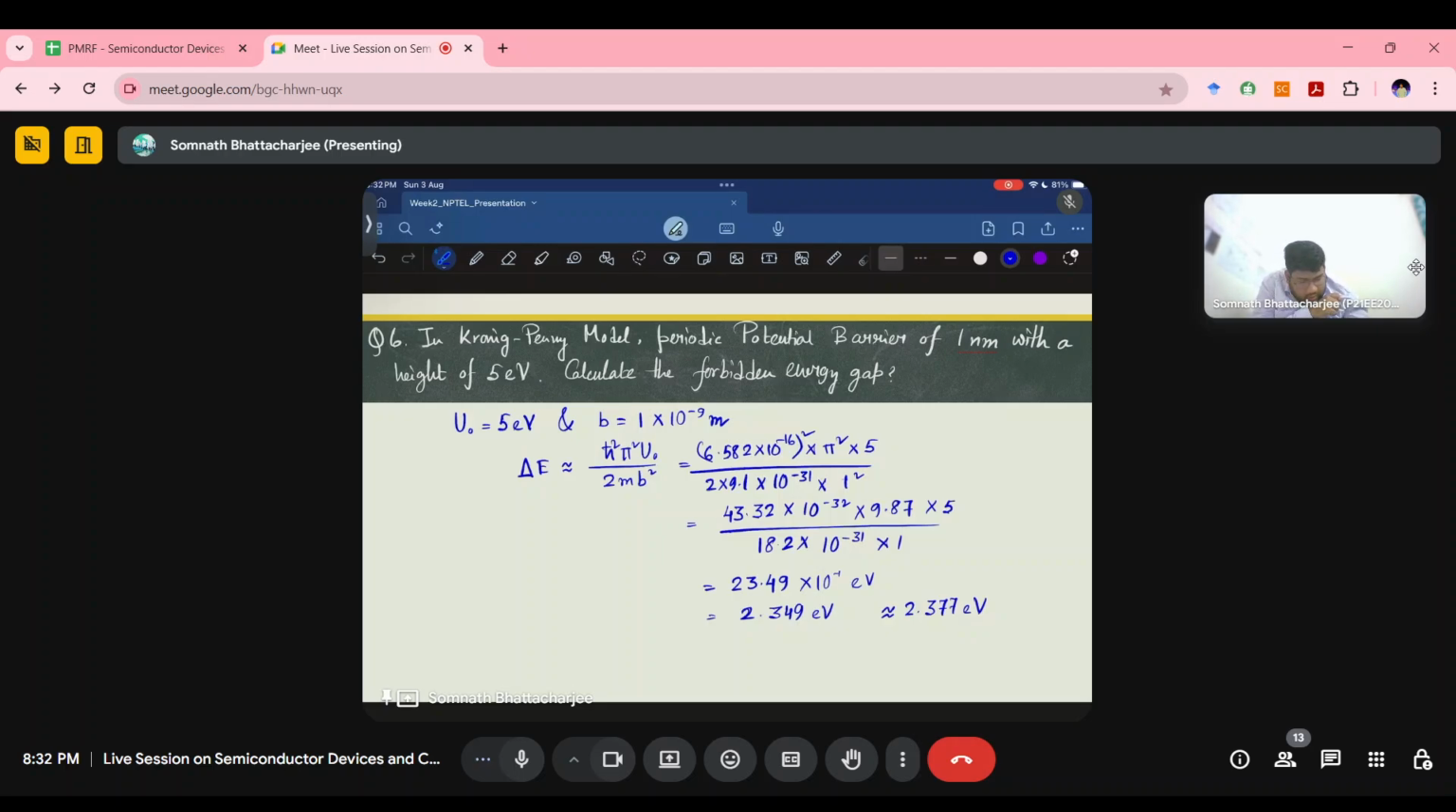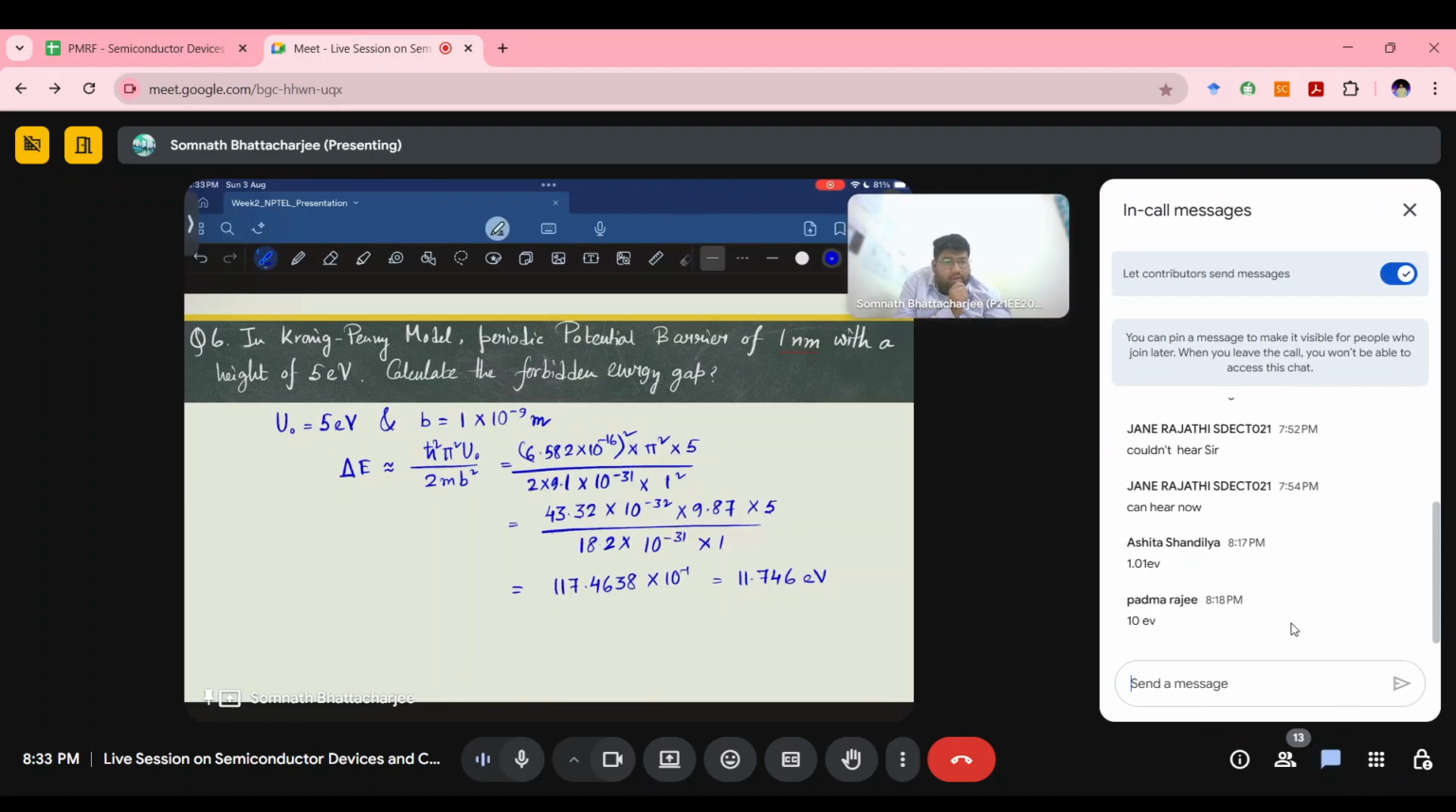Just a second. 53.3247 into 5 to 18 point. Okay, so by this approximation we get this, right? Yes, sir. So this would be 10 to the minus 1. So the value would be 11.746. So you're getting this, right? Yes, sir. So someone has got, I guess, 10 EV. So yours one was also correct.